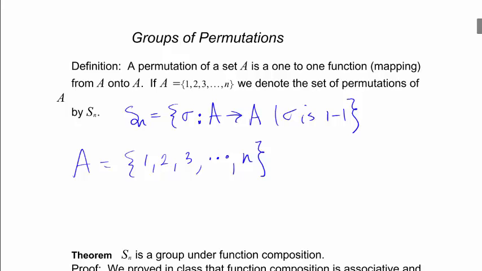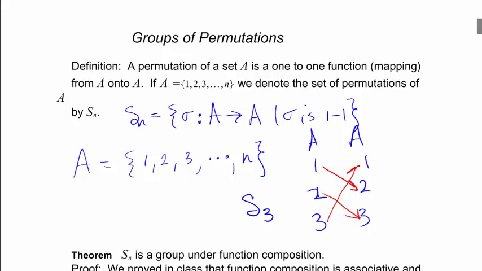So in other words, let's look at one example in S3. We're going to map the set 1, 2, 3 to itself. So here's A, and here's A, and here's an example of a permutation. It might map 1 to 2, 2 to 3, and 3 to 1. That's an example of a one-to-one mapping. The red lines represent the elements of Sn, not the numbers in A, but the mappings.